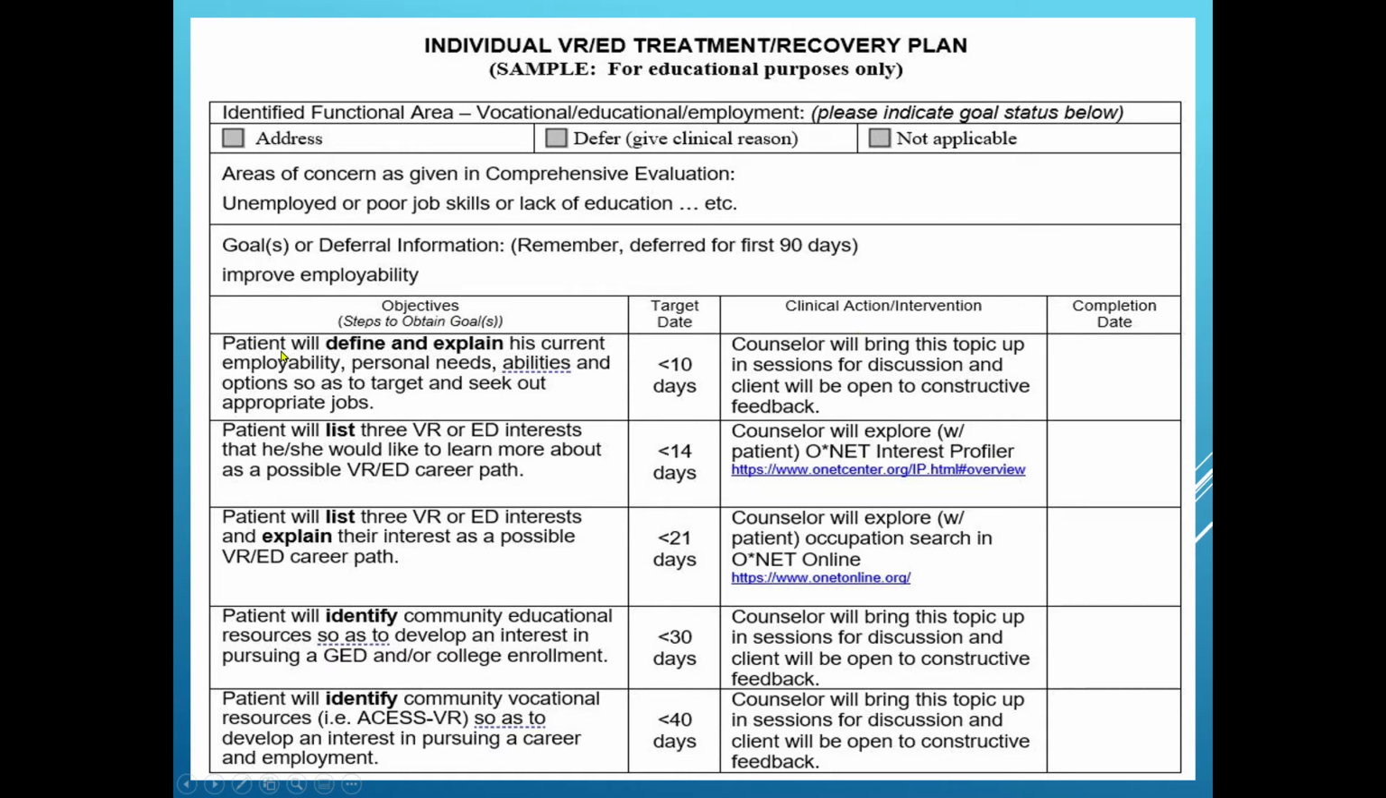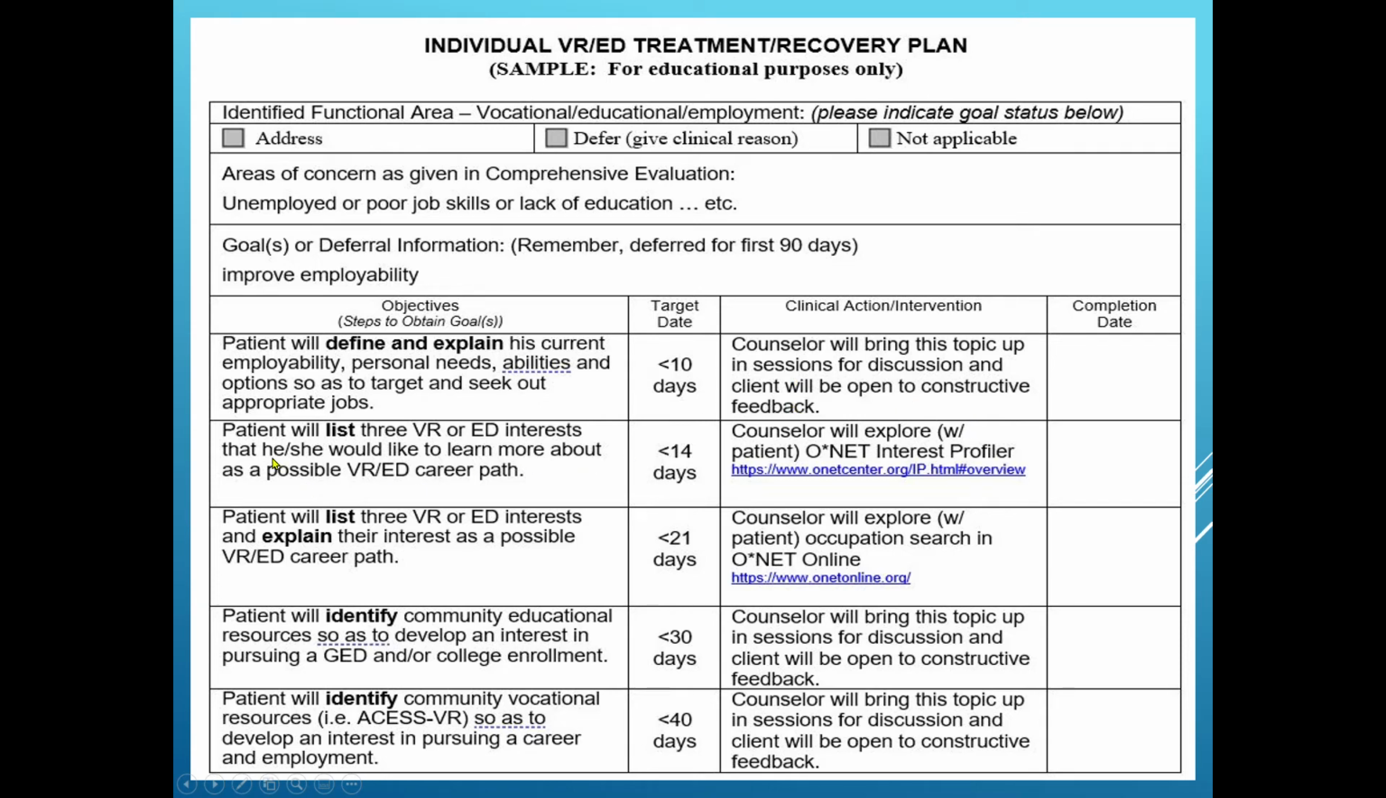So let's just have a look at this one here. Patient will define. Now, I've highlighted in bold those action verbs. Patient will define or explain or give examples of his current employability, personal needs, abilities, and options so as to target and seek out appropriate jobs. So he's going to define, explain, demonstrate, and then the counselor will bring this topic up in sessions for discussion and offer constructive feedback. Okay?